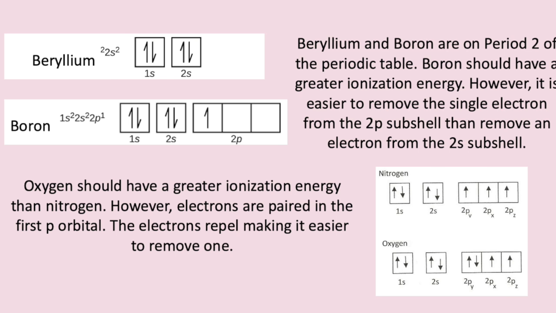The first is beryllium and boron. There is a fall in ionization energy from beryllium to boron. This is because boron fills the 2p subshell, which is actually easier to remove than the 2s subshell of beryllium. The second is between nitrogen and oxygen. Nitrogen and oxygen both have electrons in the 2p subshell. However, in oxygen, 2 of the electrons are in the same orbital. These repel one another, making it easier to remove an electron from an oxygen atom than a nitrogen atom.